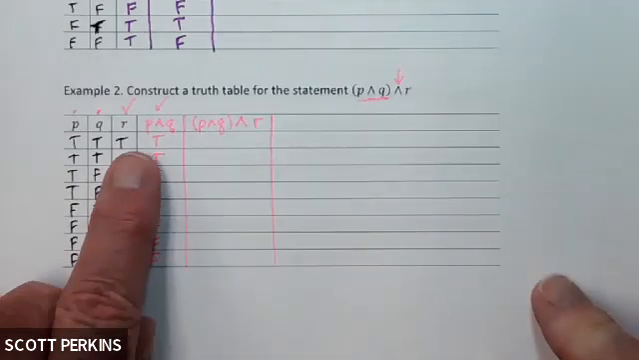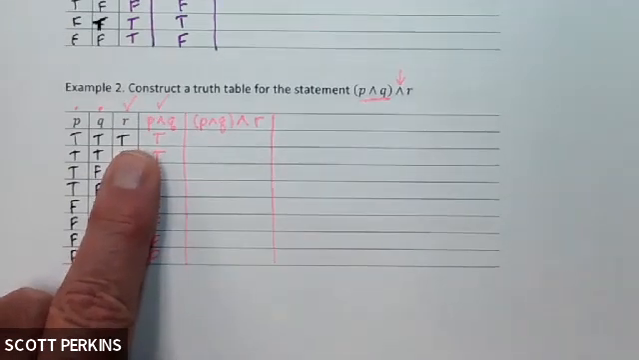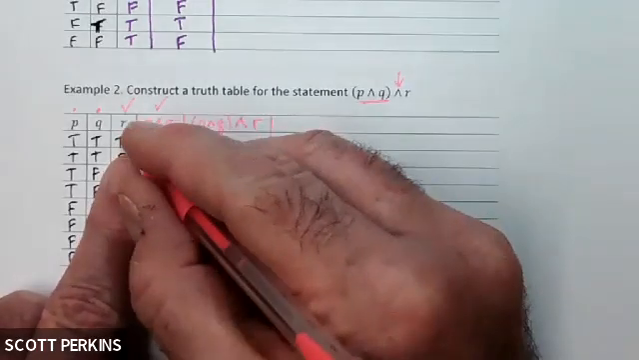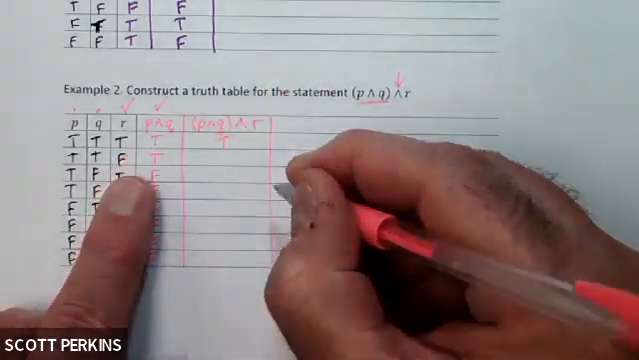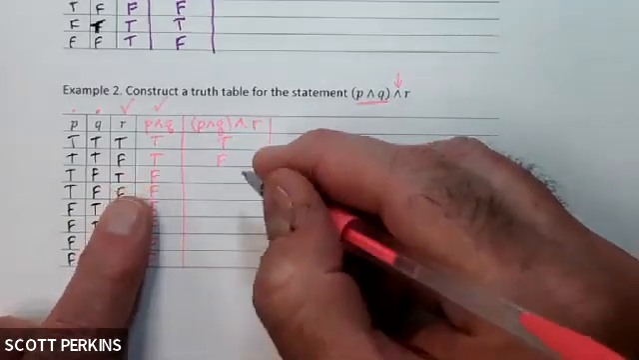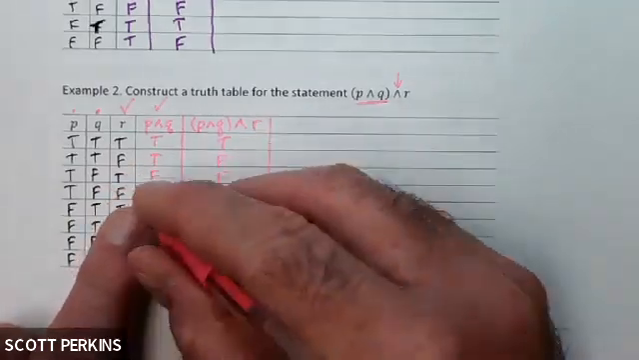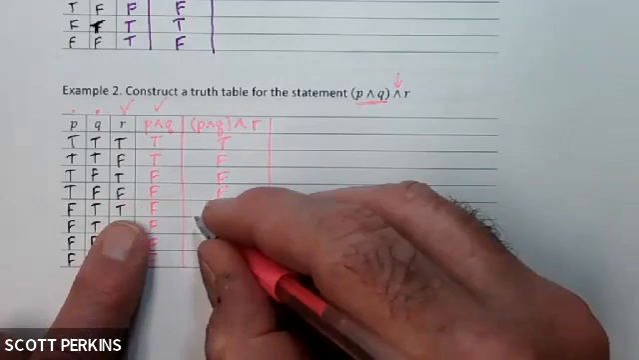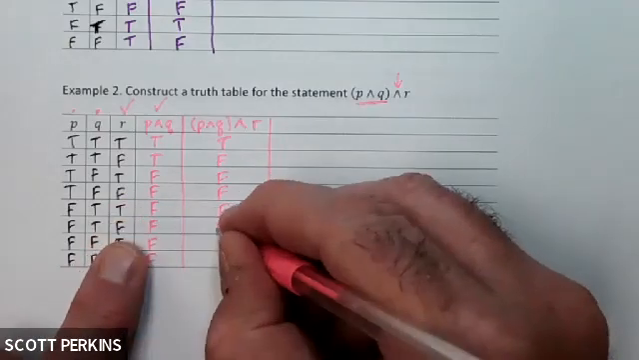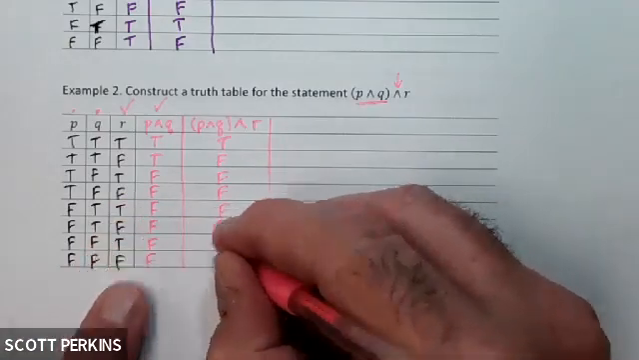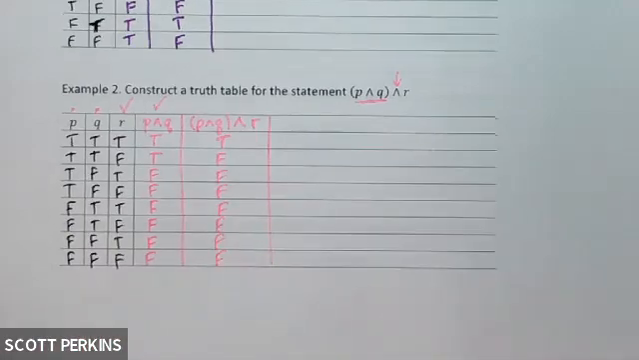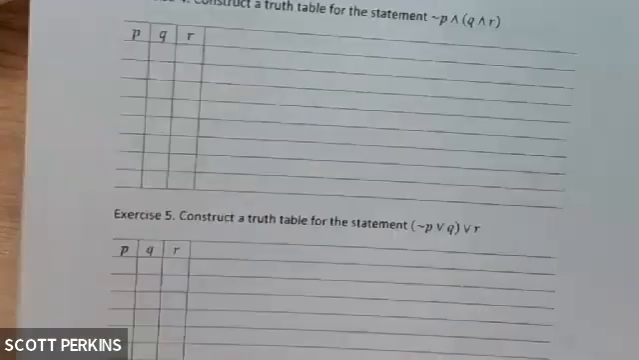So here goes. A conjunction is true when both things are true. So I've got true and true, so that's good. False and true, that's the false one. True and false, false and false. True and false, false and false, true and false, false and false. So this time we've got 1 true and then 7 falses. And we're done. We good? All right, then flip the page, please.